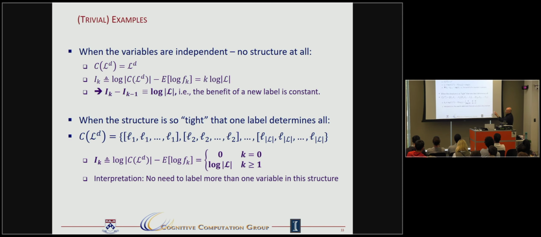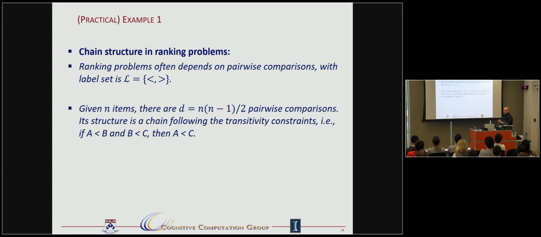So i_k is going to be either 0 or log the size of L, which basically means I don't need to label more than one variable. Once I did one, I know everything, which is probably your intuition. But there could be more interesting cases.